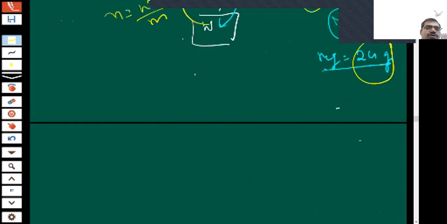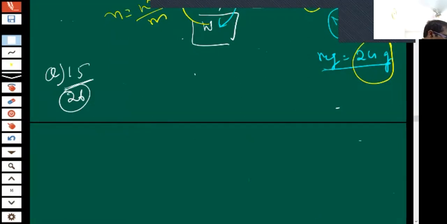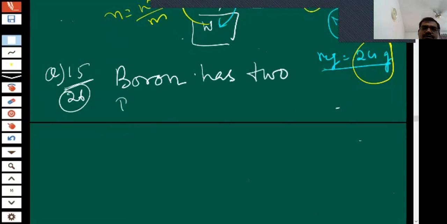I am starting that question from here. This is question number 15, children, of page 26 from our material. Okay, so see, the question is: boron has two isotopes.